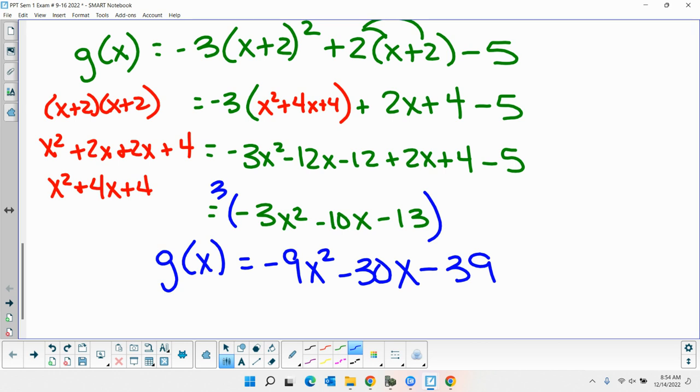Again, one at a time. Don't try to do it all at once. So that had some work. It's not that hard. It just takes some time. So we shifted left 2, so we had to go x plus 2. If it said shifted right 2, we do x minus 2 for the x's. Questions?